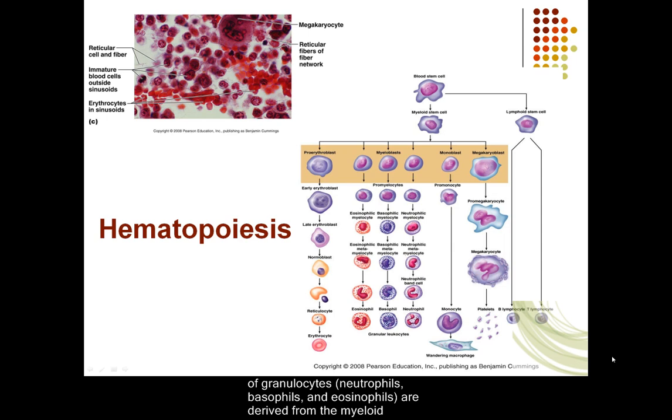All 3 types of granulocytes, neutrophils, basophils, and eosinophils, are derived from the myeloid stem cell. I will be discussing these cells' functions later. Like granulocytes, monocytes are also derived from a myeloid stem cell, and I will discuss the maturation of monocytes to macrophages later. Also discussed later are the lymphocytes that are derived from a lymphoid stem cell to produce T and B lymphocytes.